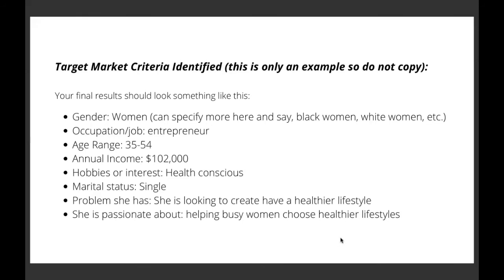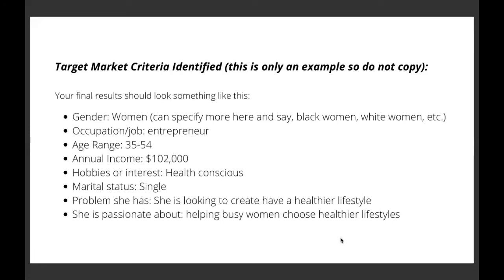Marital status is great because the needs of the woman are going to be different in both categories. Married women have different needs than single women. And you want to make sure that you are understanding how your product or service is going to approach these different types of women. We want to know the problem that she has. What is it that she is looking to create, to change, to build, and understand how your product or service plugs into that.